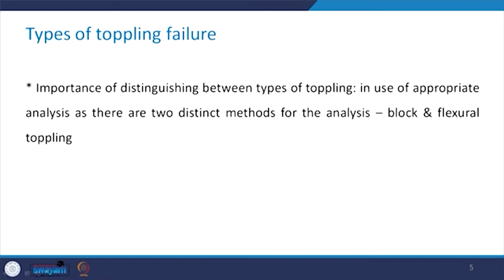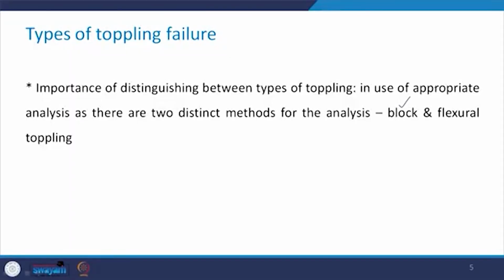The importance of distinguishing between different types of toppling is helpful in the use of appropriate analysis, as there are two distinct methods for the analysis of the toppling failure. So, before we go for the analysis, we need to first identify which type of toppling failure is going to occur, whether it is the block toppling or the flexural toppling.